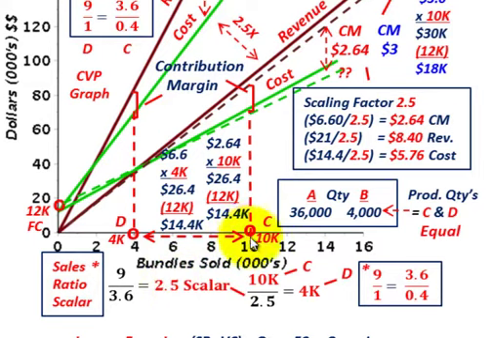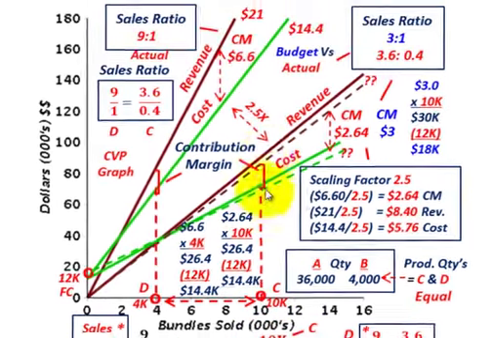And how we can use that is looking at it in these terms. Say, for example, we have our 10,000 bundles. The 10,000 bundles that we're looking at, we can divide by that scalar of 2.5, and that's going to be equal to 4,000 bundles. So that's the relation that we're setting up here. The 4,000 bundles is based on that 9-to-1 sales ratio, the 10,000 is based on our 3.6 to 4.0 plus the 3 to 1 ratio here.